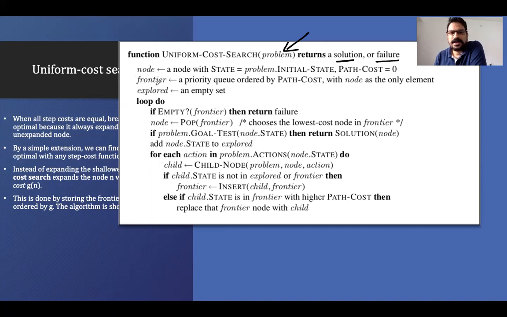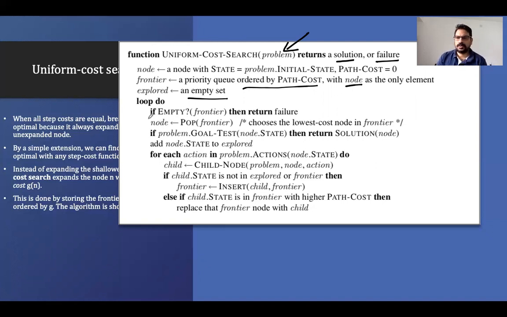Then there is a list of frontier nodes. So frontier nodes are nothing but the nodes which are yet to be explored. And here it is saying that it should be a priority queue, ordered by path cost, with the node as the only element. So initially the initial node will be your only element there. Explored is the set of nodes which have already been explored, and initially it will be empty because we haven't explored any node.